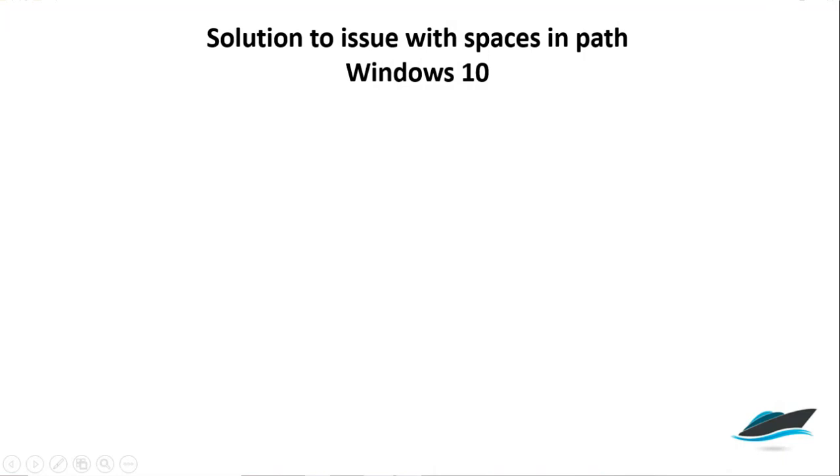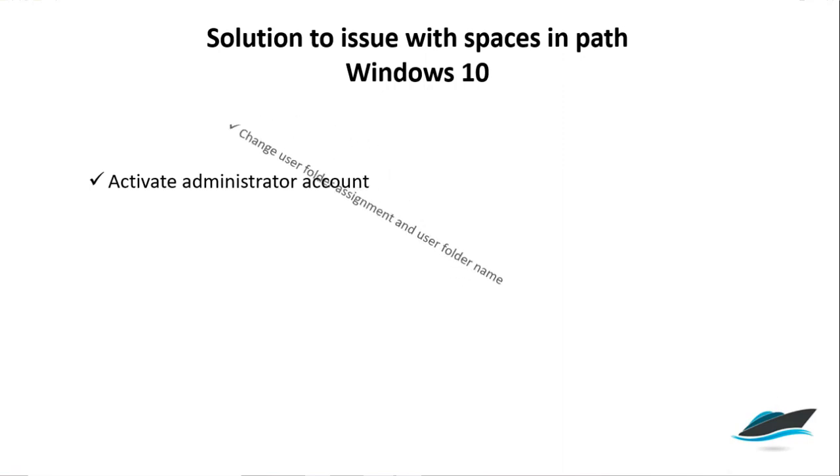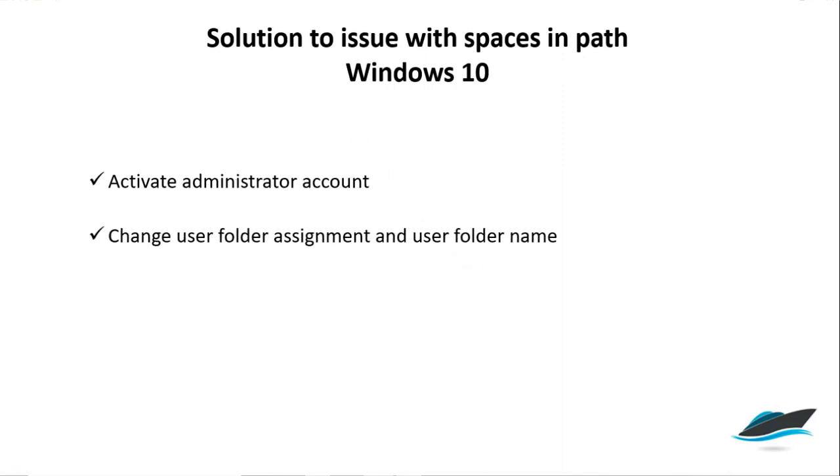So let's see, the steps that we are going to make are: activate the superadmin or the administrator account, then log on with that account, change the assignment of the folder in the Windows registry, change the name of the folder, and finally change the environment variable for the username. Let's see how we can do that.